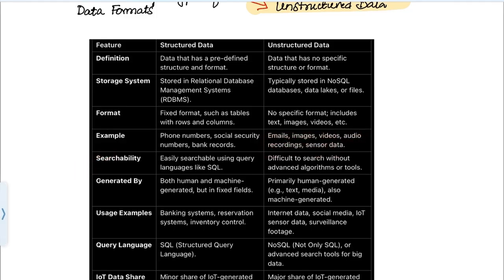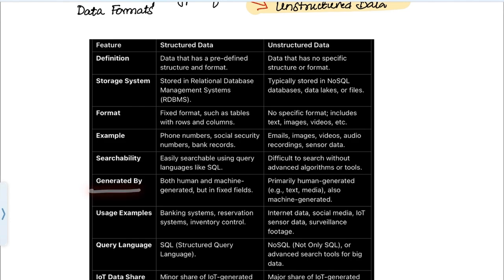Searchability. In terms of structured data, it becomes easy to search because we are making use of queries here, that is SQL. Whereas when it comes to unstructured data, it is a little difficult to search, because only if we have the advanced algorithms or tools can we search. If not, we cannot search.